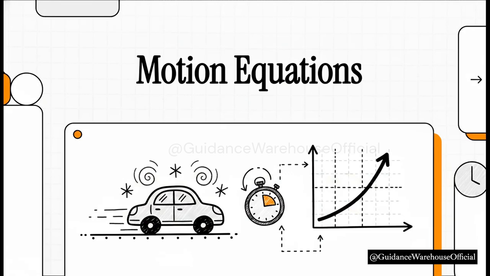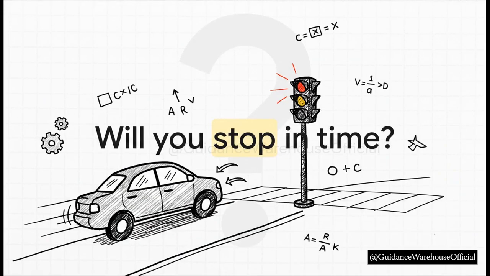Okay, picture this scenario. You're driving down the highway at a cool 110 kilometers per hour. Out of nowhere, the traffic light dead ahead turns red. You slam on the brakes. Are you gonna stop in time, or are you gonna crash right into the middle of that intersection?